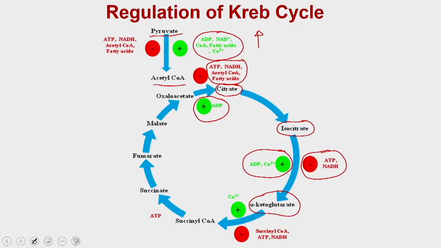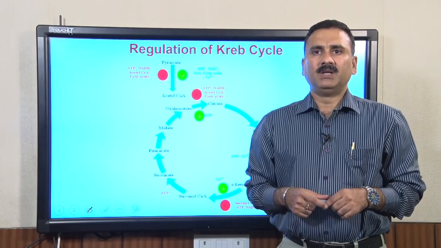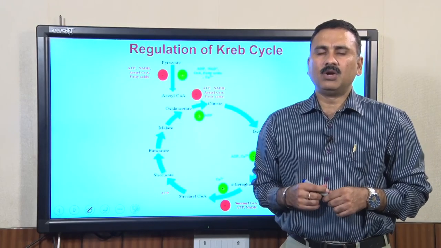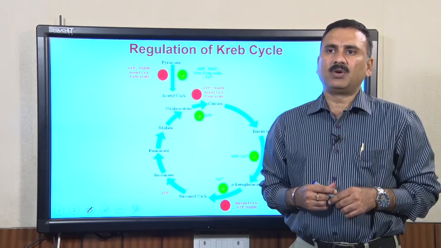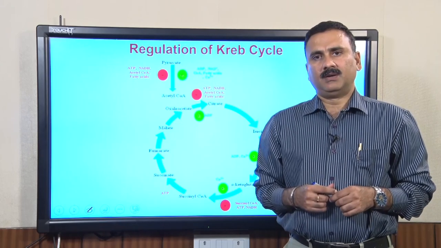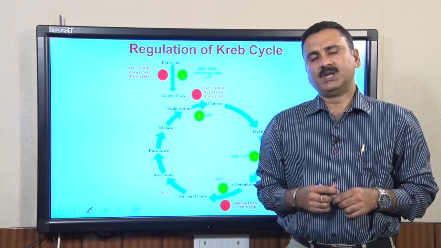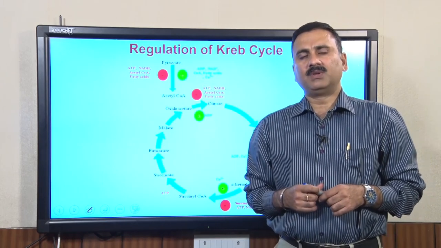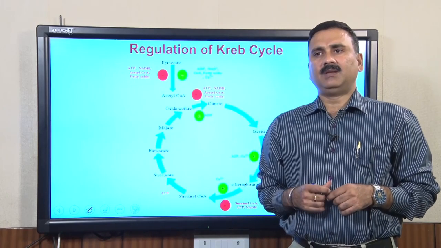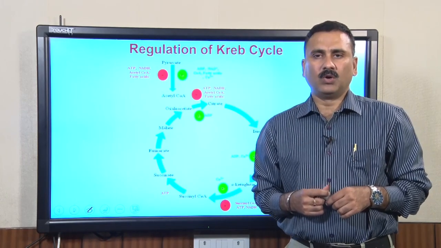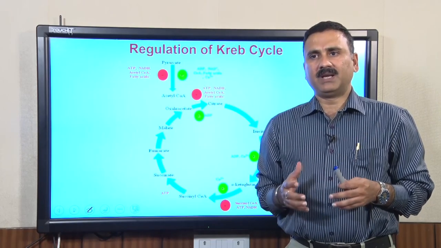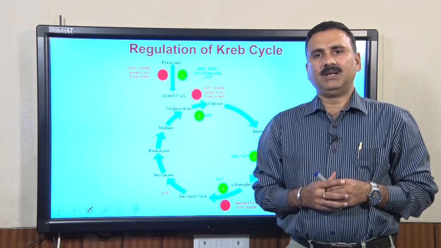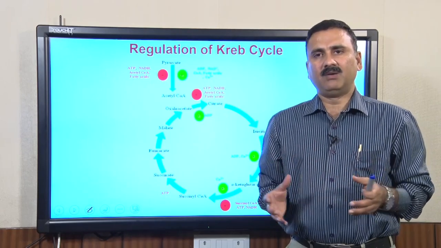So let's continue our discussion about the Krebs cycle. What we were discussing is that the Krebs cycle is under tight control, where the various substrates as well as the products cause feedback inhibition. And the question comes, why is the Krebs cycle so tightly controlled? The reason behind the tight control is that the Krebs cycle is the central metabolic pathway.